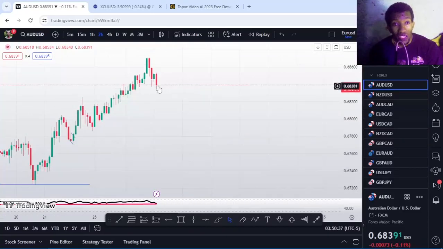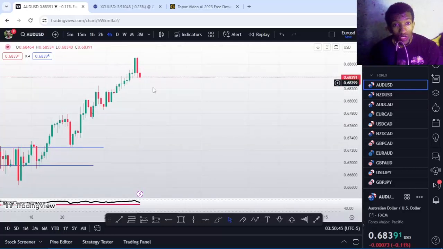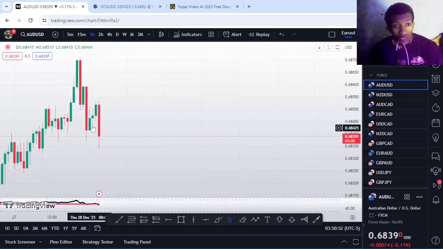So right here we have no trade. There is no trade at all. If you go to 4-hour, there is no trade too. Still no trade. If you go to 1 hour, there is no trade. This could have been a nice trade.